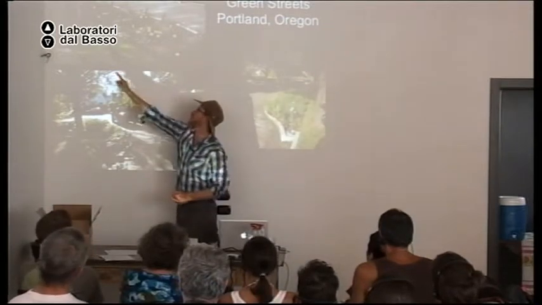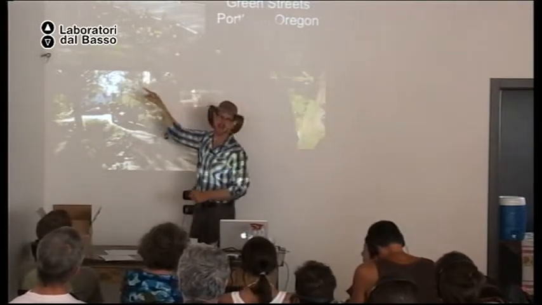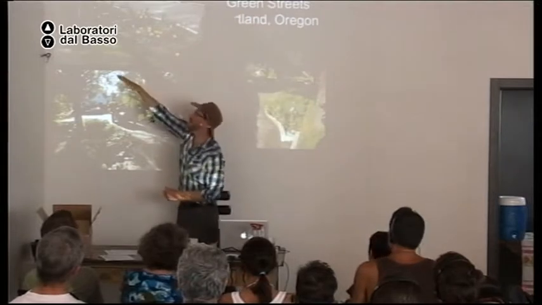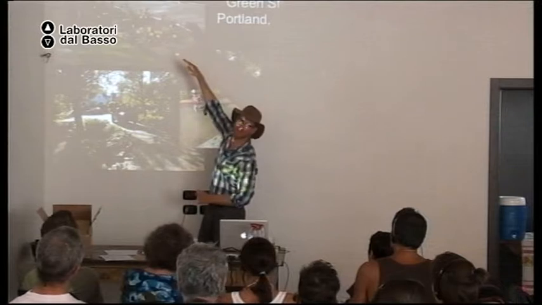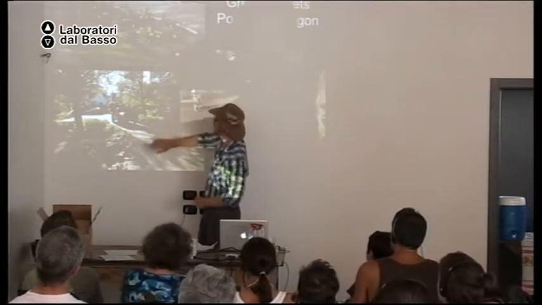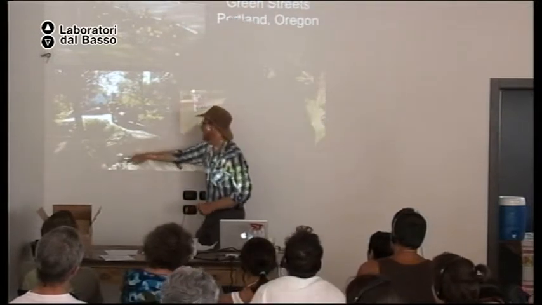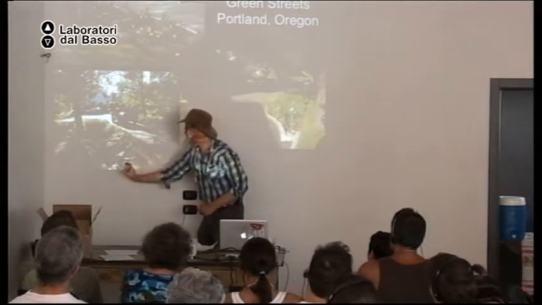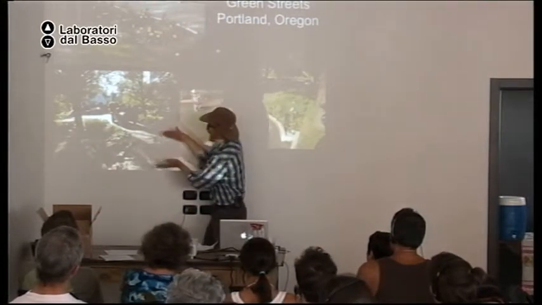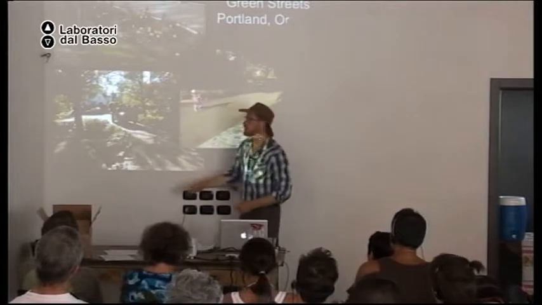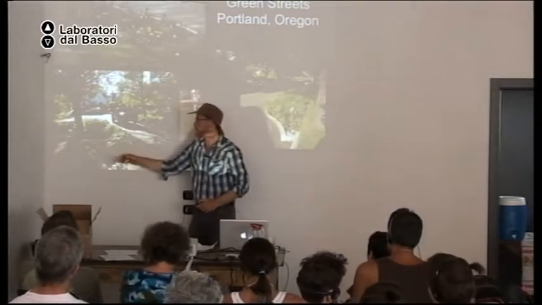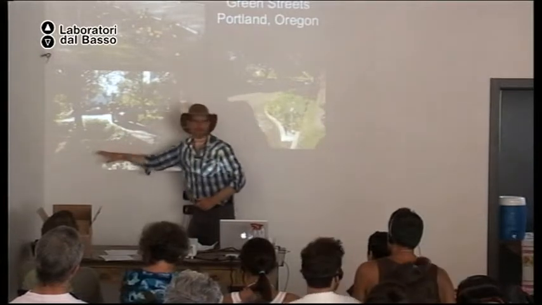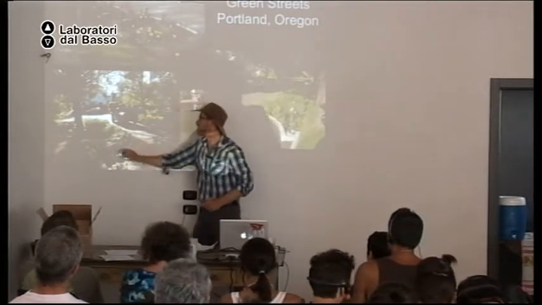If you see this green strip, that line, that's where the street curb used to be. They pushed the curb into the street, depressed this area, and made curb cuts to allow the water in. Now the tree gets more water. Its roots are better aerated.